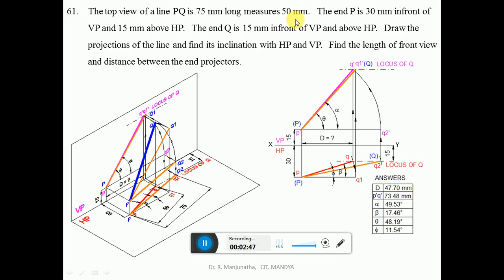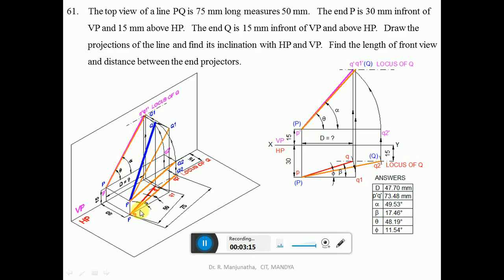Now, since we have the top view, the front view of this point should lie on this end projector. So draw a vertical projector from Q to the XY line, and from here draw a vertical projector in the front view. So the image will be on the vertical plane. So now we know that the front view point of this should lie on this line, that is Q dash should lie on this line.